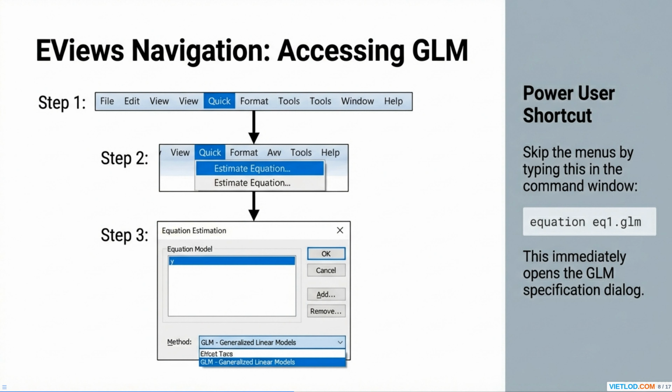Within this dialog, you'll then need to change the estimation method from the default to GLM, Generalized Linear Models, which you can find in the dropdown list. This sequence of steps will bring you to the point where you can specify your GLM.